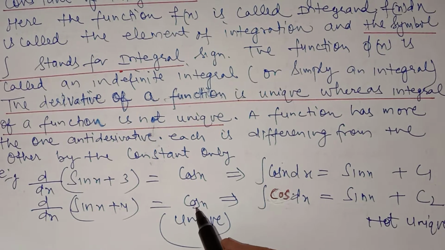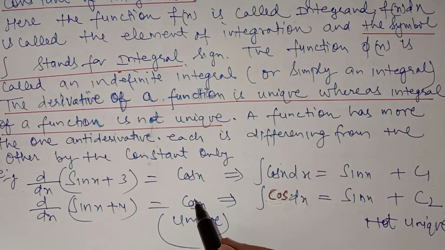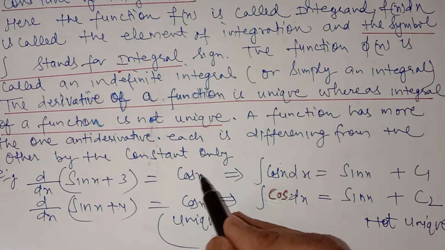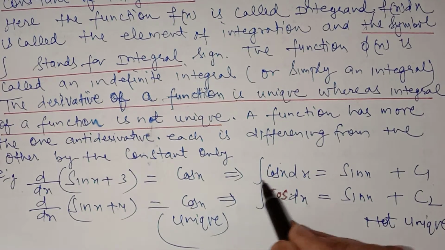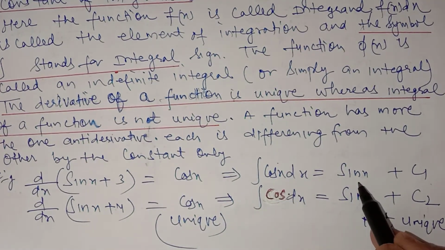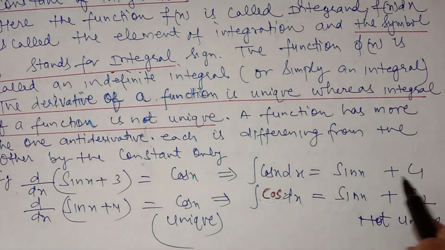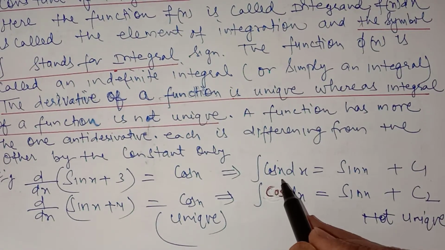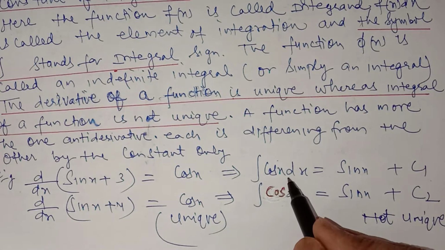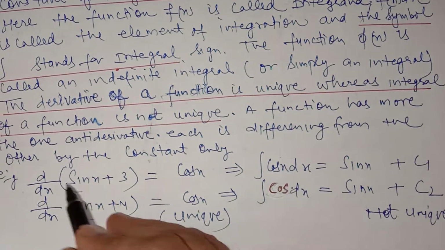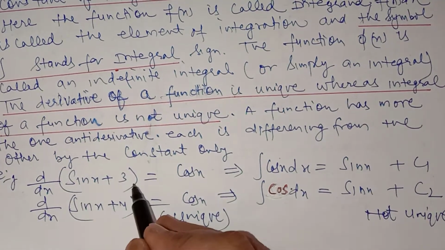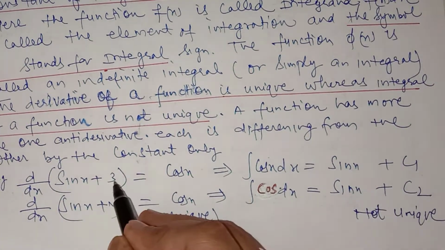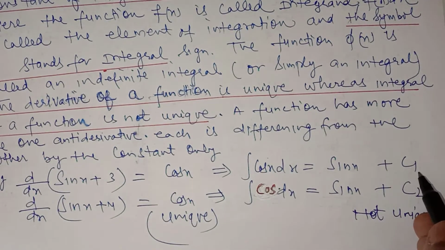Now, as we have just told you that integration is the reverse process or the antiderivative, it means the integration of cos x should be equal to sin x plus 3. But if we find the integration of cos x, it is equal to sin x, and we put plus c1. Because cos x is the derivative of sin x plus 3, the integration of this cos x must be sin x plus 3, but we are getting only sin x, so we are not getting this 3. So I put this c1, which is not unique.